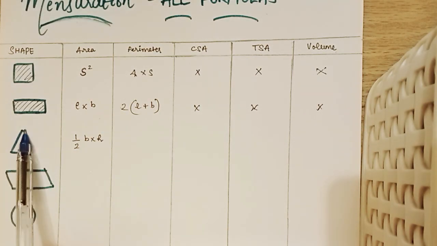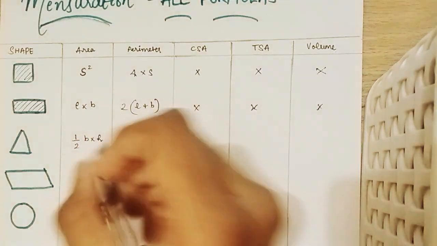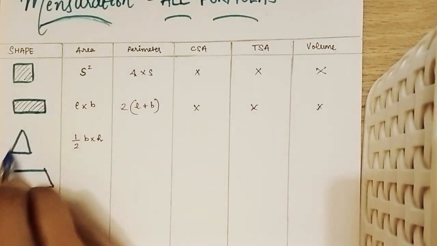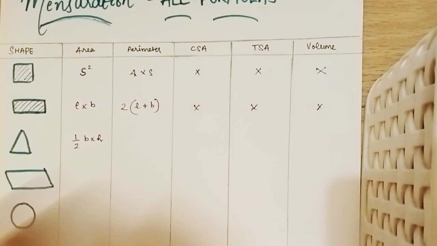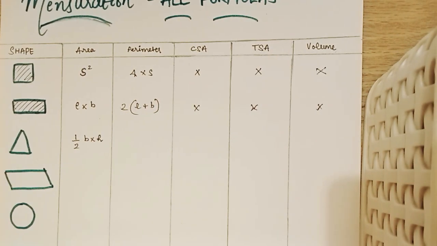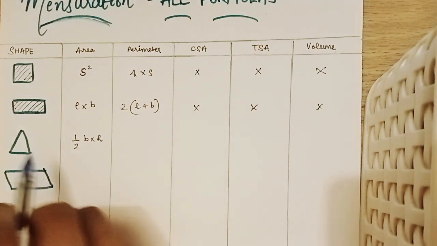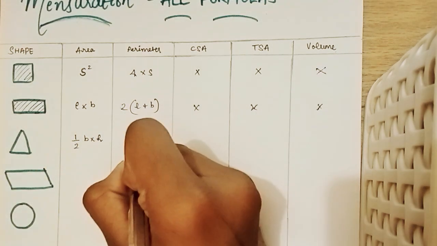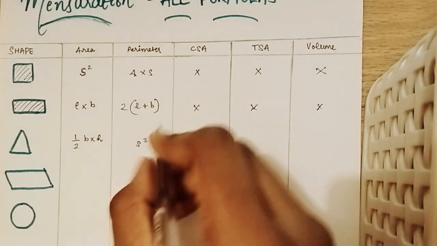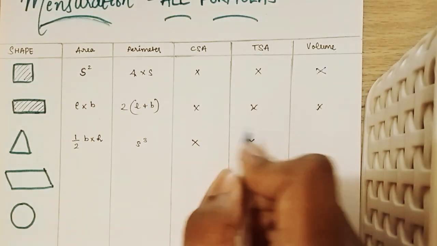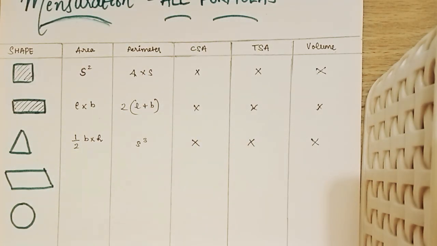Whereas perimeter is easy, 3 sides. So, for the sides we can write S plus S plus S, which means 3S. This is the perimeter of a triangle. Again, a 2D figure, so no CSA, TSA and volume.